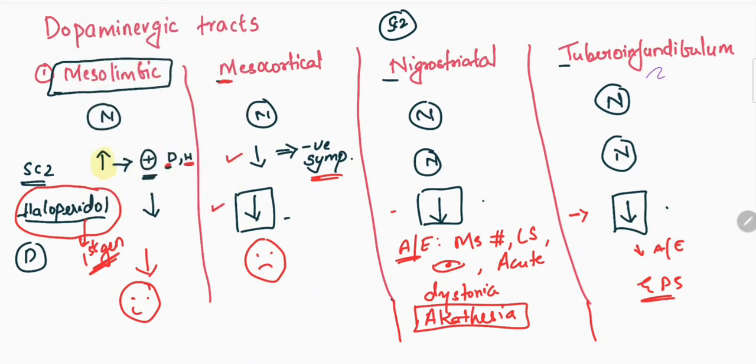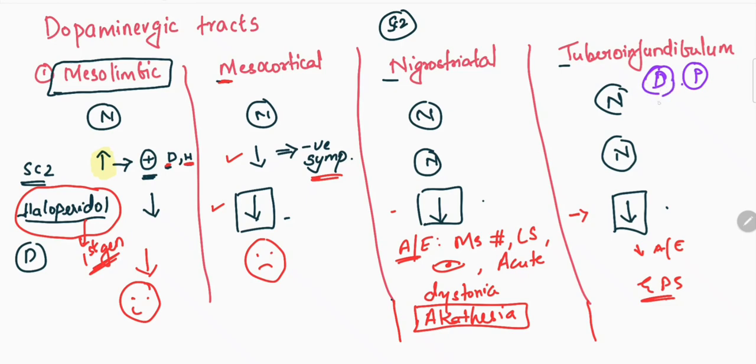Another side effect in the tuberoinfundibular tract, which is very important that you should know: in the tuberoinfundibular tract there is dopamine and prolactin. If one increases, the other decreases, and vice versa. Now, what did we do with the drug haloperidol?